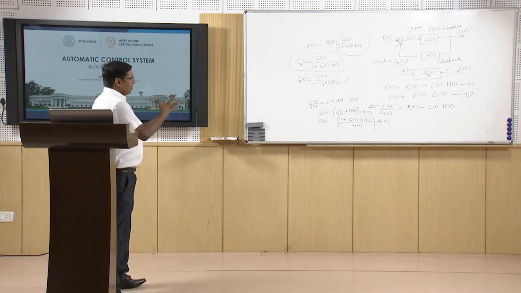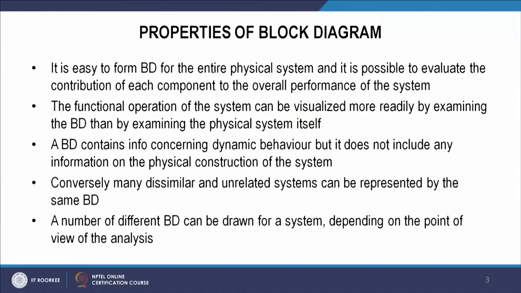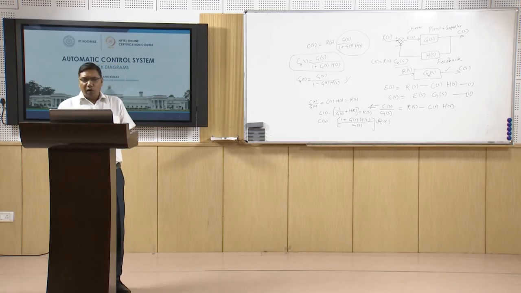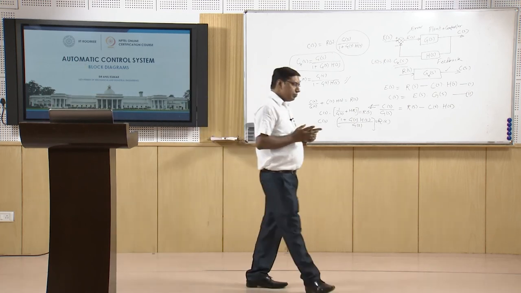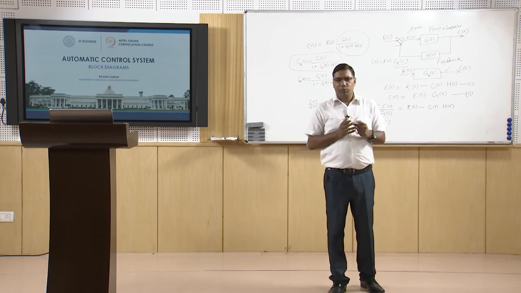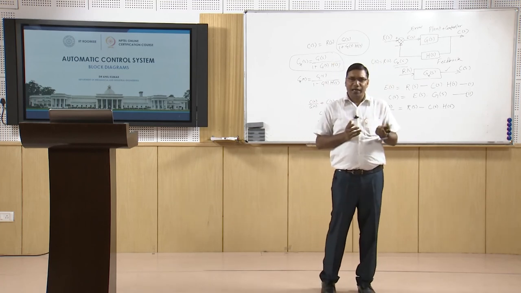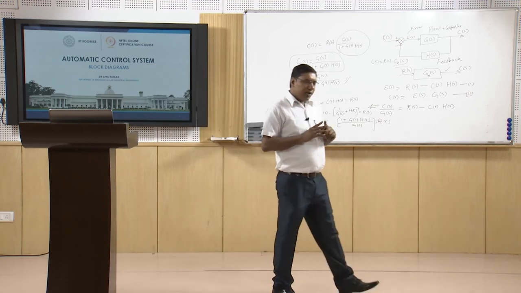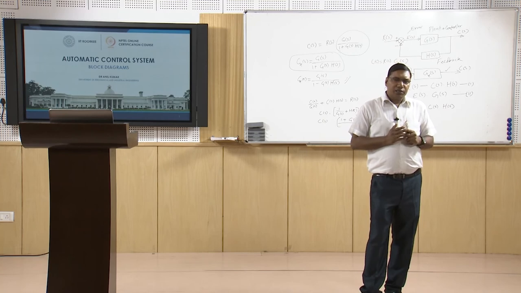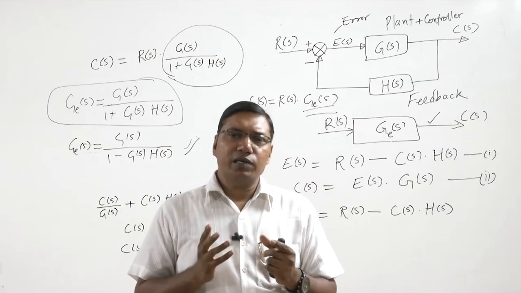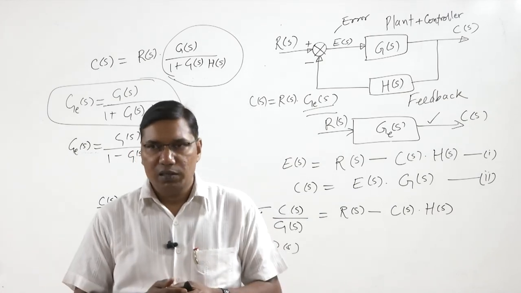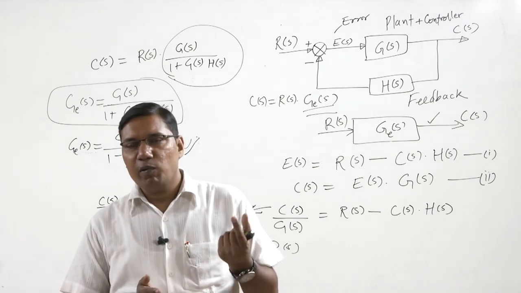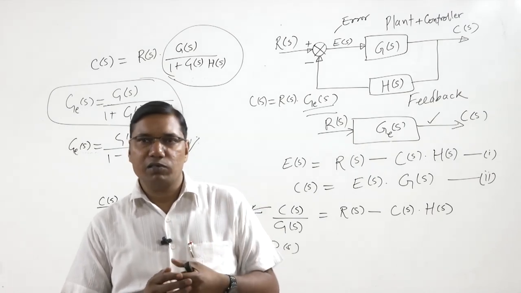So what we see from this, that it is easier to make a block diagram for a physical system, and we can evaluate the contribution of each component to the overall performance of the system. And by examining the block diagram, we can examine the parameters of that system, because the block diagram consists of the transfer functions that carry the properties of the system. Once we have made the block diagram, if I give you a block diagram, it is difficult to tell what the physical system actually looks like, because the physical system is transformed into the block diagram as parameters of the system.